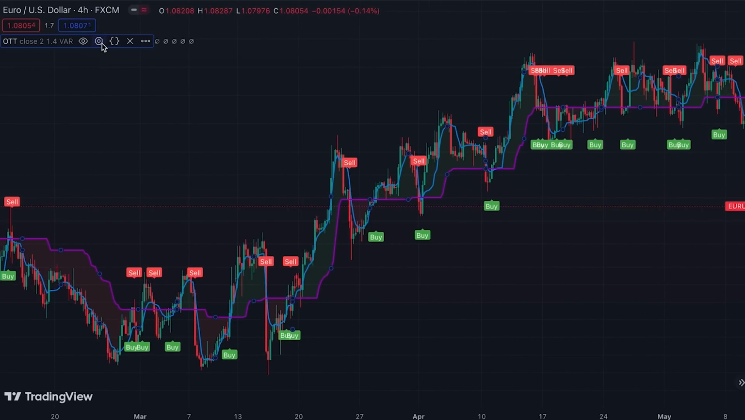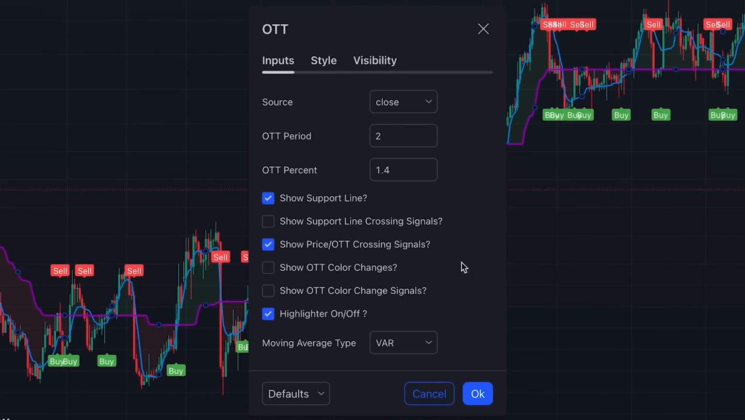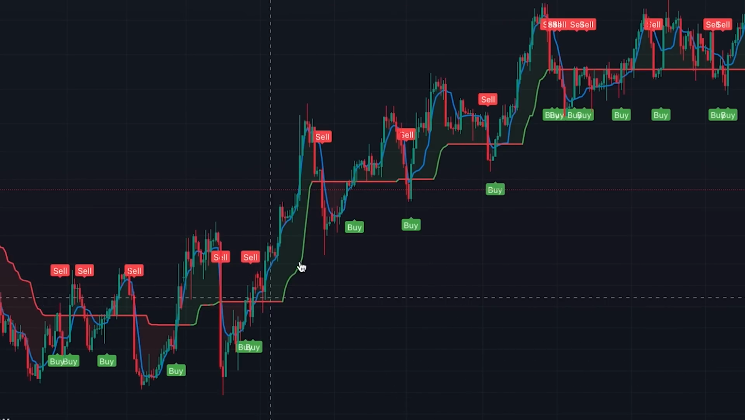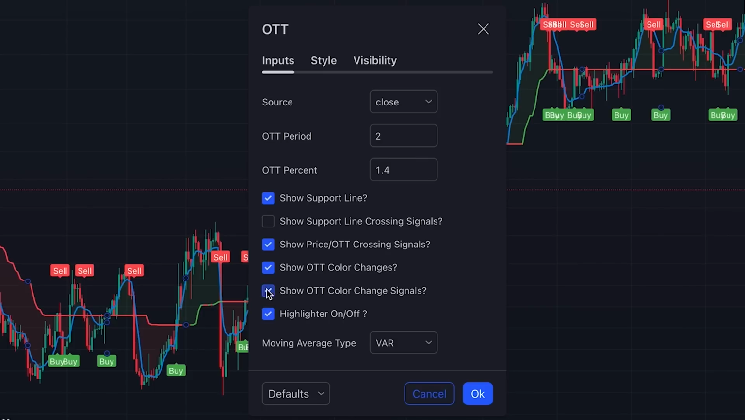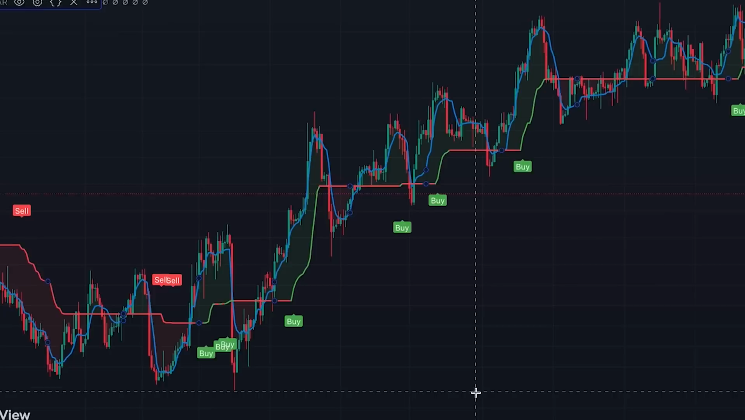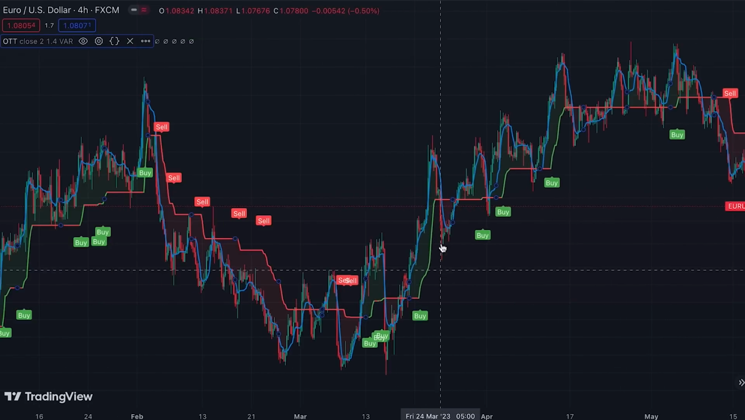And the third type of buy-sell signal generated by this indicator is actually based on OTT color change. If you turn this on, your OTT line will change color between red and green depending on the current direction of the market. And when you turn this option on, you will have buy-sell signals based on OTT color change. Let me uncheck this one. Alright, these are buy-sell signals based on OTT color change.